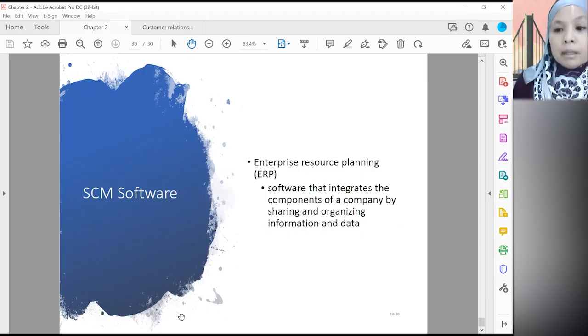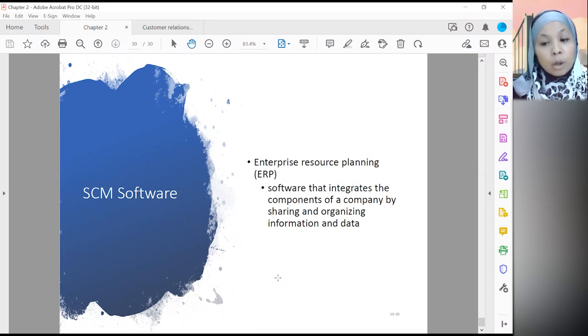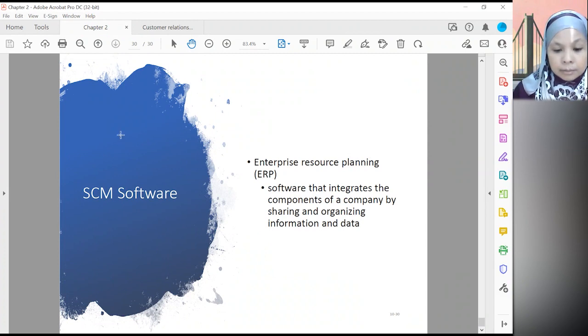Right, so ERP is one of the supply chain software that is widely used. It integrates components of a company by sharing and organizing information and data with other parties in the supply chain. Okay.